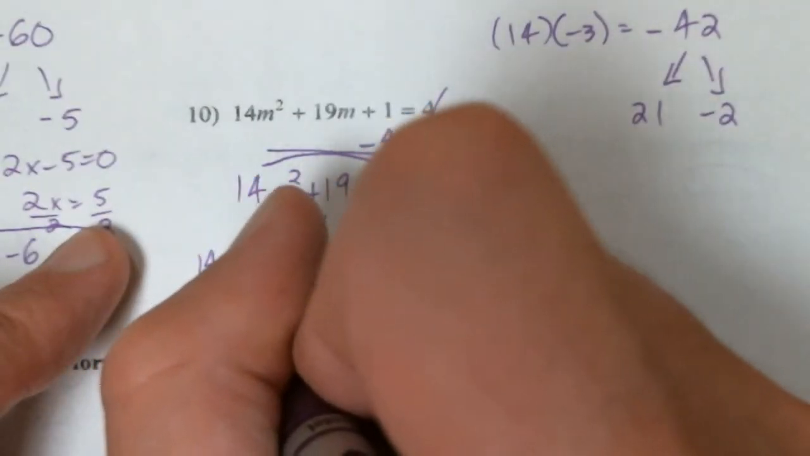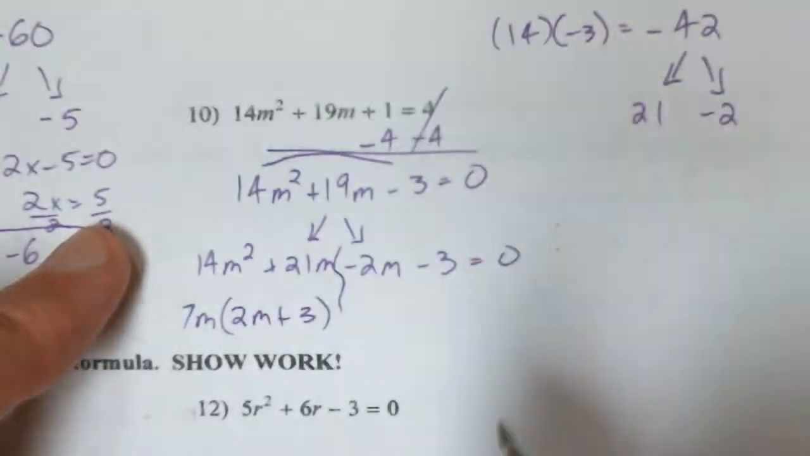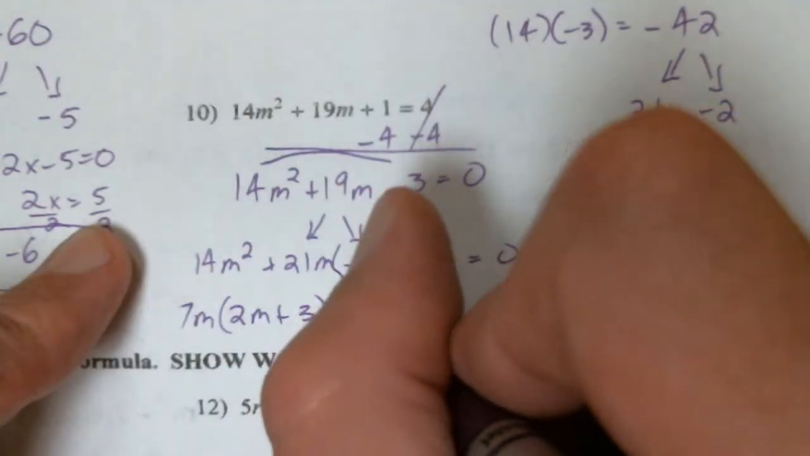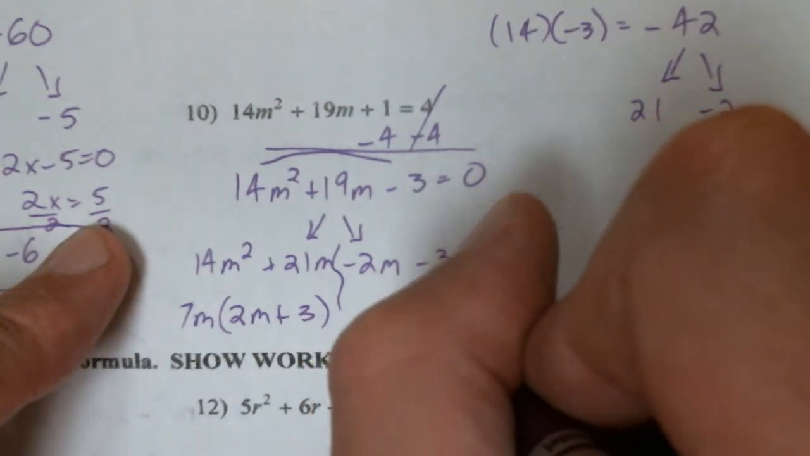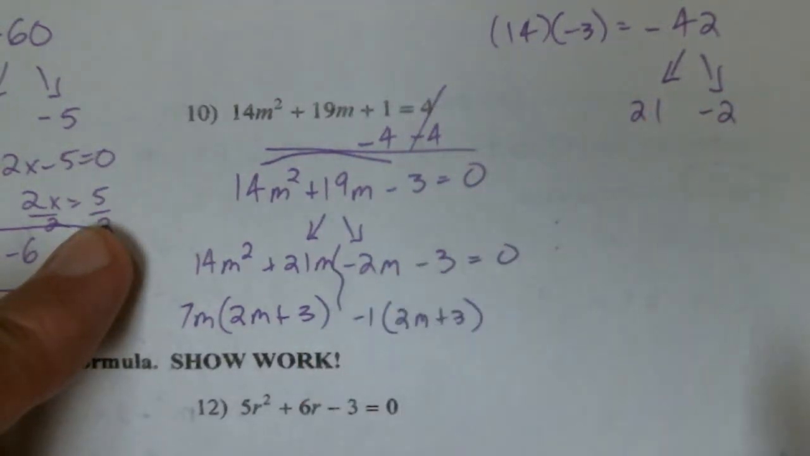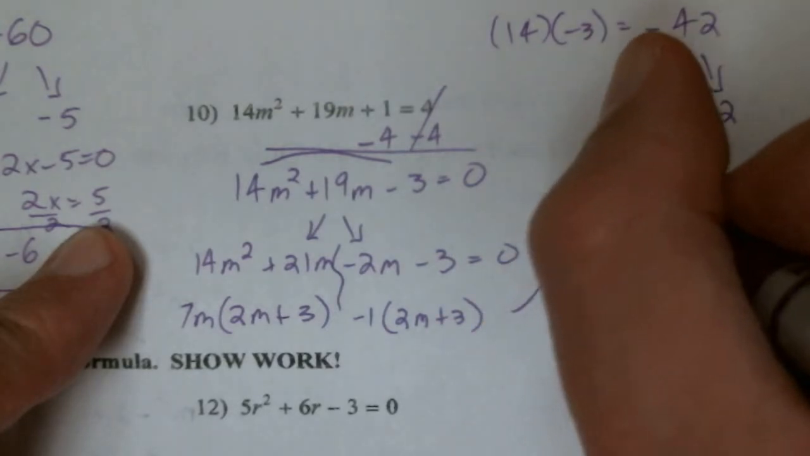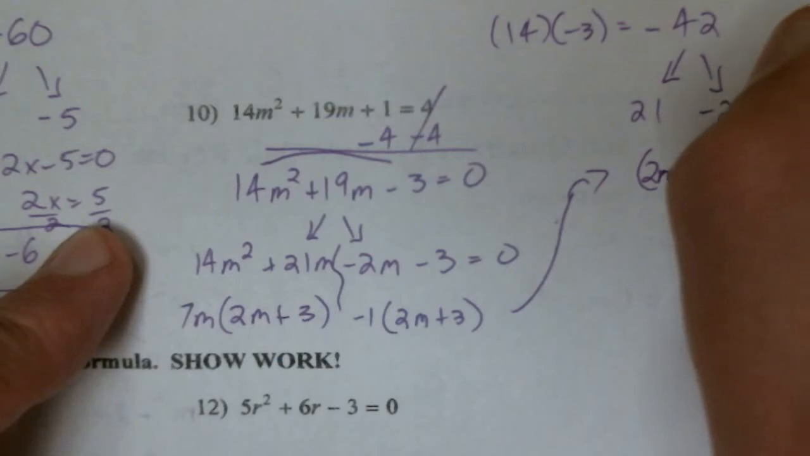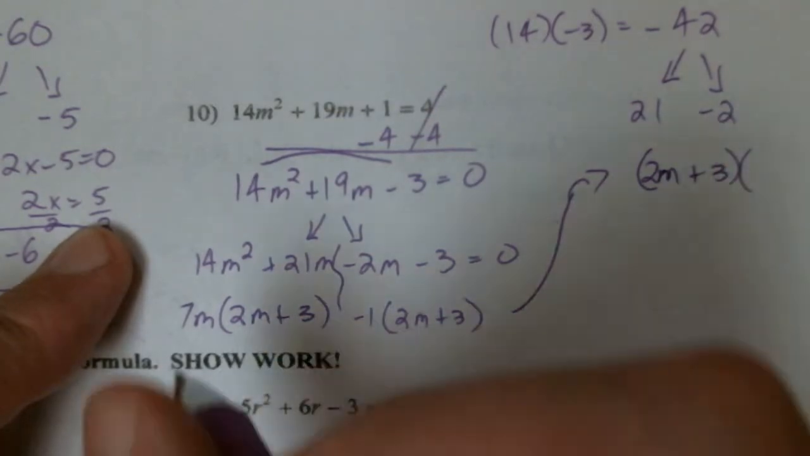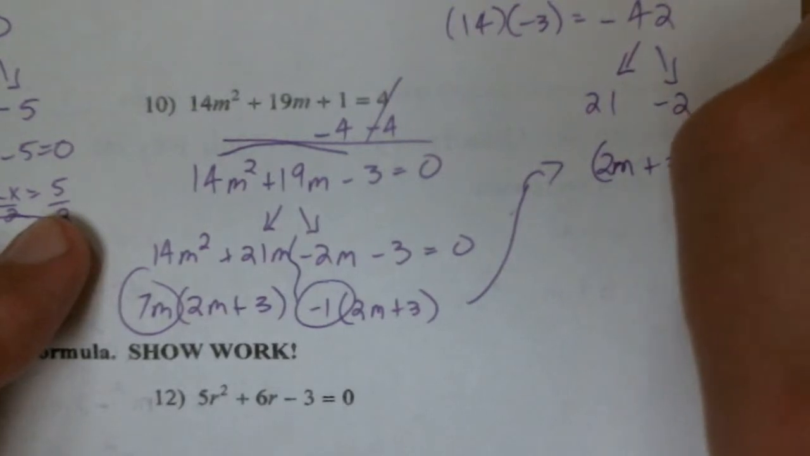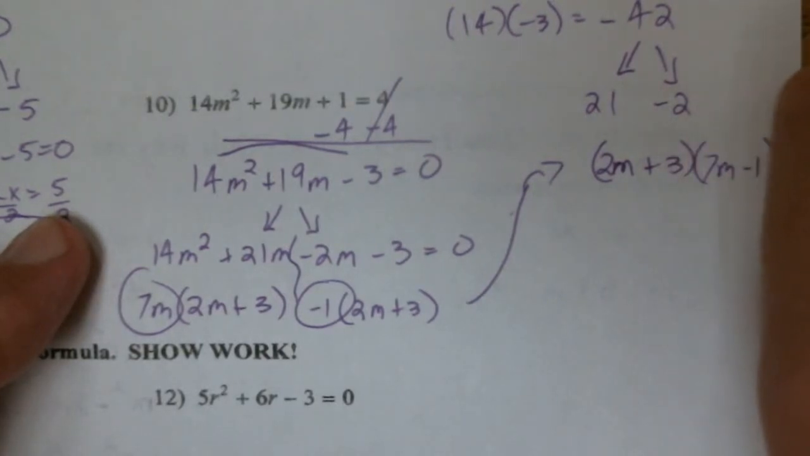That will leave me with 2m plus 3. That front term is negative, so all I can do, guys, is pull out a negative 1. That better leave me with 2m plus 3, and it does. Negative, negative. All right, so one of my factors is the 2m plus 3, and my other factor is the stuff left over on the outside, 7m minus 1 equals 0.